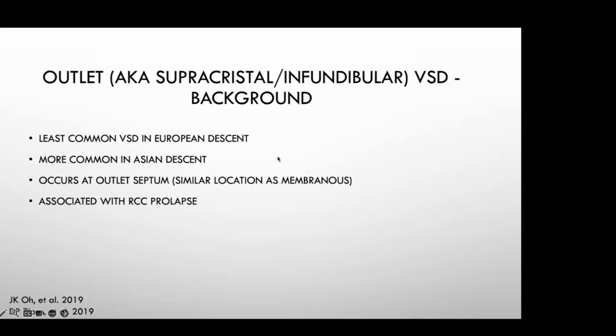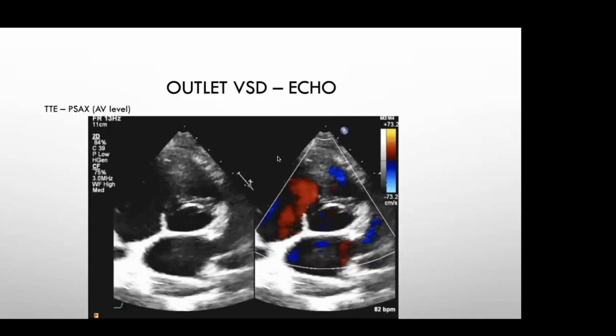Outlet VSDs, which have many other names, supracristal and conal VSDs, are the least common VSD in people of European descent, but they tend to be more common in people of Asian descent. They occur at the outlet septum, adjacent to the aortic and pulmonic valves, and because they tend to cause deficient muscular support of these valves, they are often associated with prolapse of the cusps of the aortic or pulmonic valves and significant regurgitation. The prolapsing of the right coronary cusp can also decrease the effective size of the VSD as it sort of fills part of that hole. But as a result of that, it can also cause worsening aortic insufficiency.